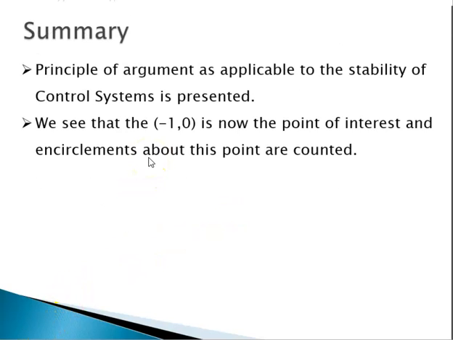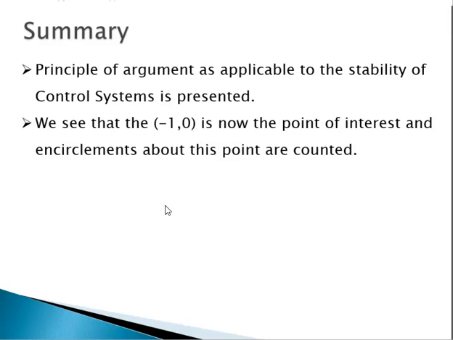Thus, in summary, we say that the principle of argument as applicable to the stability of control systems, we have seen that there is one particular choice of the S-plane path, which we call Nyquist path, which consists of a big semicircle and small semicircle, or just the big semicircle. And -1, 0, or as we call it -1 plus j0, where 0 is the imaginary part, is now the point of interest, and encirclements about this point are counted.